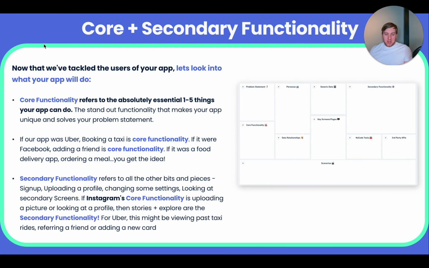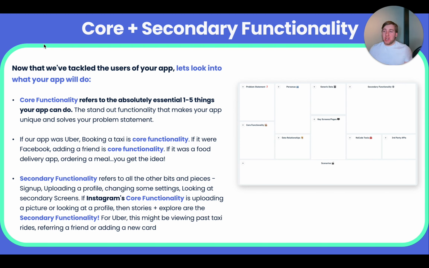So now that we've tackled who is actually using your app, who the different users are, we're going to talk about core and secondary functionality. And this is probably the most important bit that everybody thinks about. So core functionality refers to the absolute essential few things that your app can do, typically between 1 and 5. I like to aim around about 3, but what are the absolutely core things that your app does?